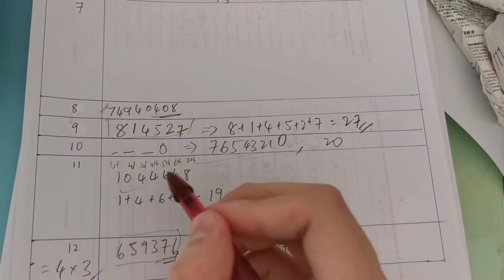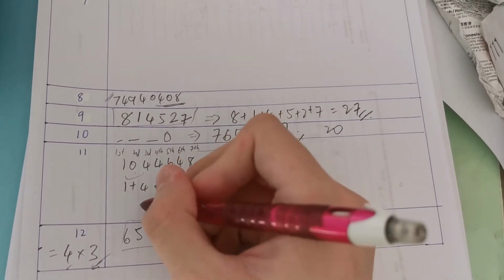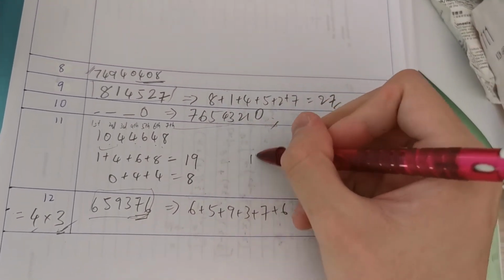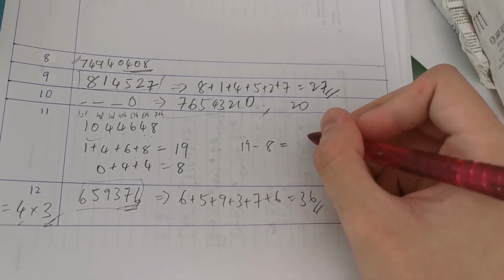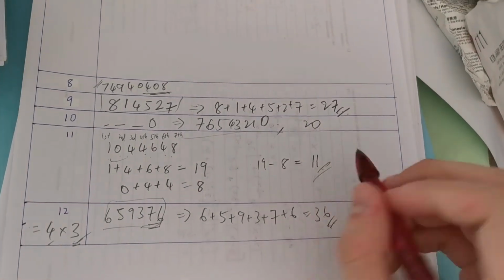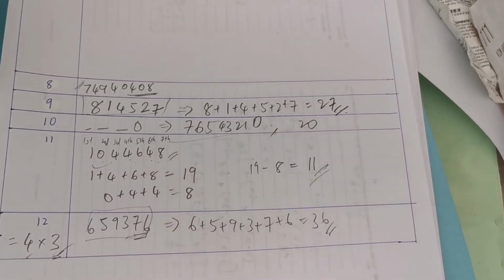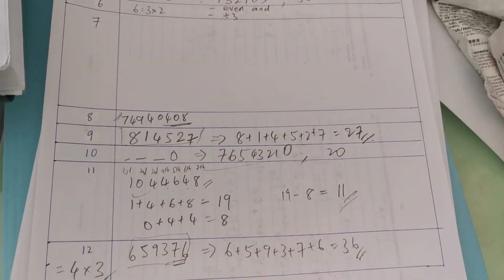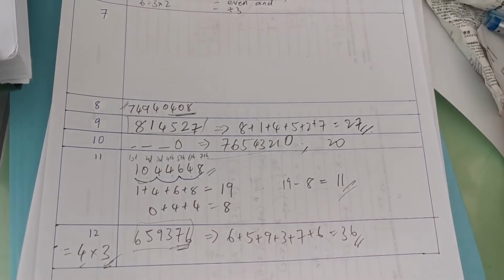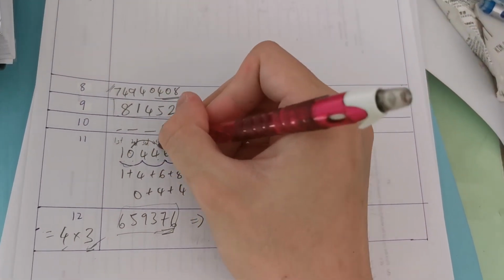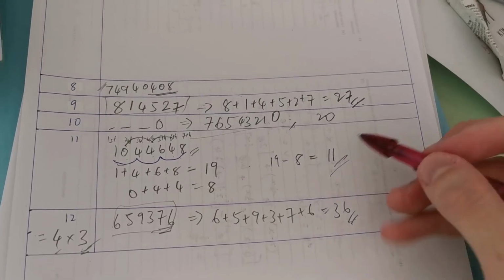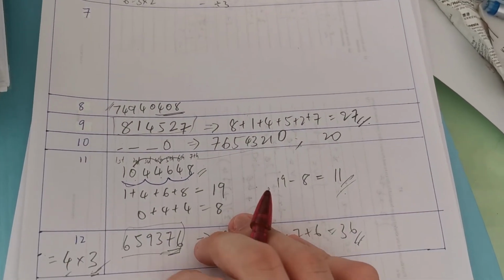Then you add the second, fourth, and sixth digit together. So 0 plus 4 plus 4, you get 8. And you minus them. 19 minus 8 is 11, right? So 11 is divisible by 11. So this number is divisible by 11. Okay, so you first add up the first, third, fifth, and seventh together. Then you add the second, fourth, and sixth together. Then you minus both of the sums. If that difference is divisible by 11, then the whole number is divisible by 11.